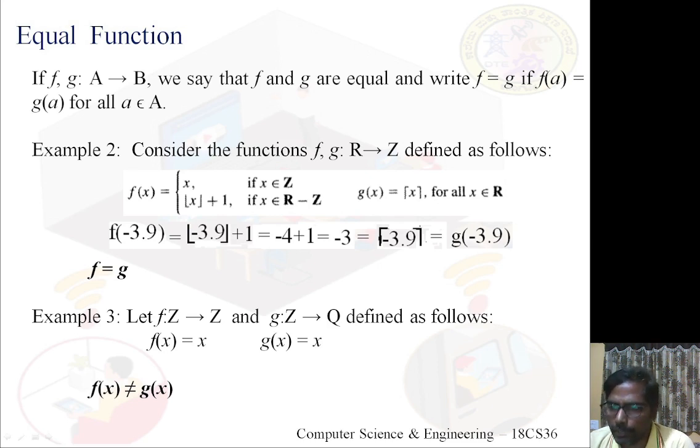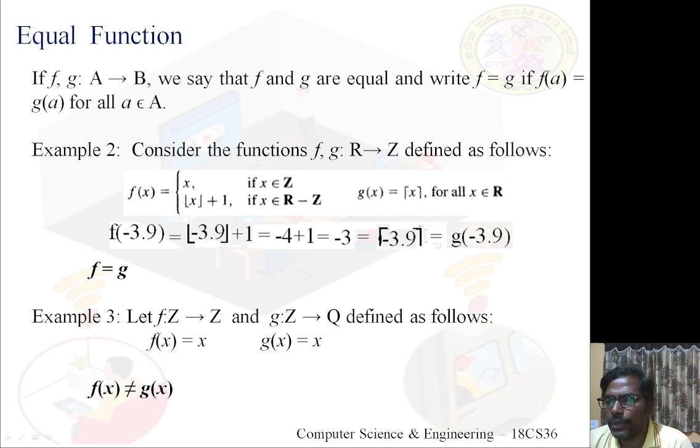So I repeat, the function f of x is defined as follows. f of x is equal to x if the input x is an integer, that is, x belongs to Z. Else, f of x equals floor function of x plus 1 if x is a real number, that is, if x belongs to R minus Z. Now, g of x is defined as ceiling function of x for all x that belongs to R. I repeat, g of x equals ceiling function of x for all x belongs to real.